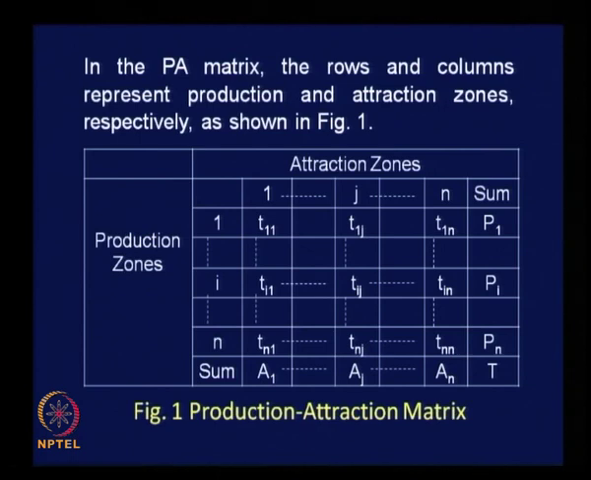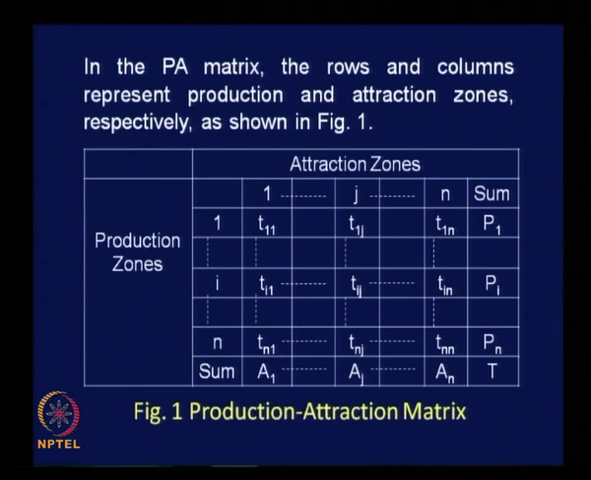The cell value Tij means what? This cell value will give the number of trips produced at zone i and attracted to zone j. That number will be given in this cell. T1j, for example, will give us information about the number of trips produced at zone 1 and attracted to zone j, right.